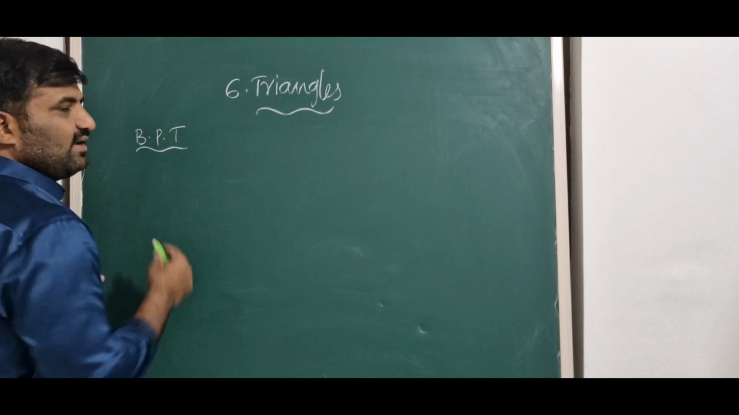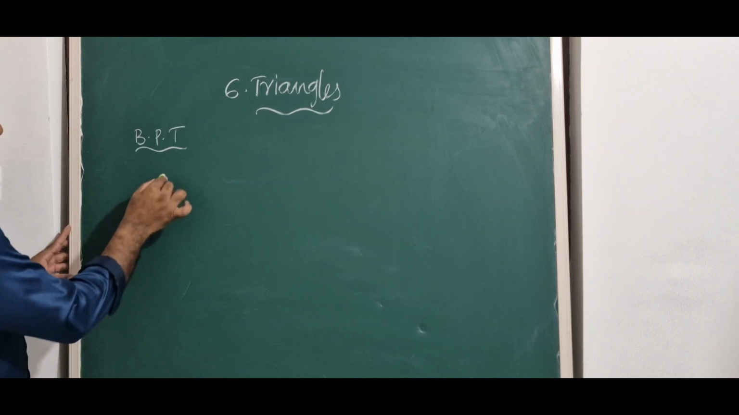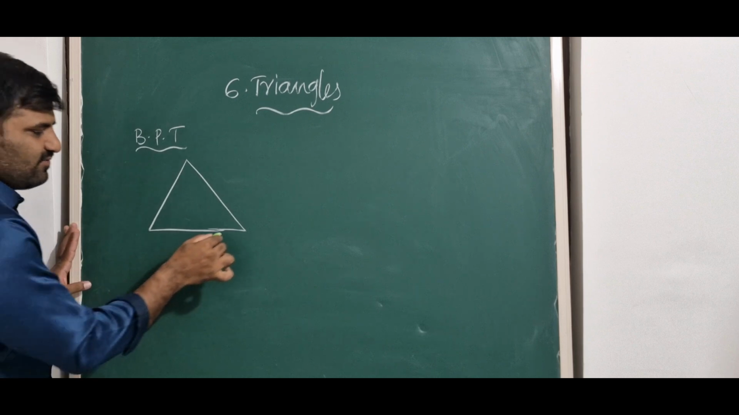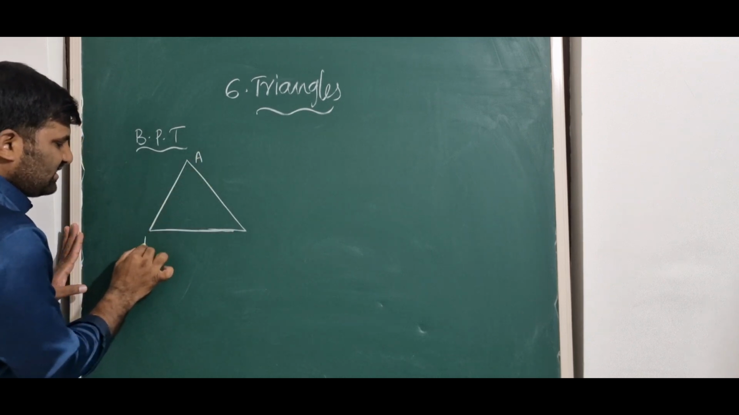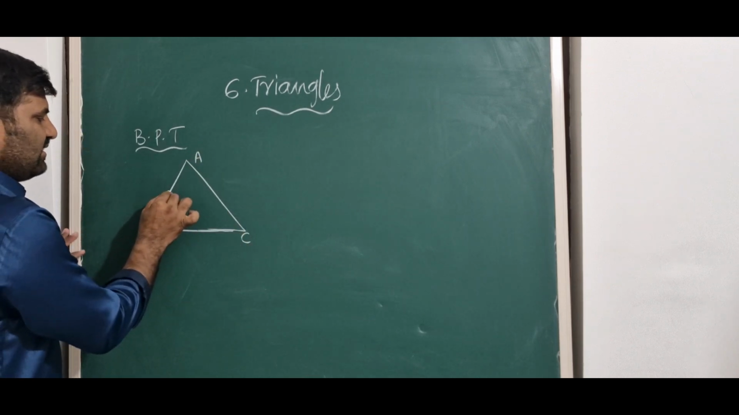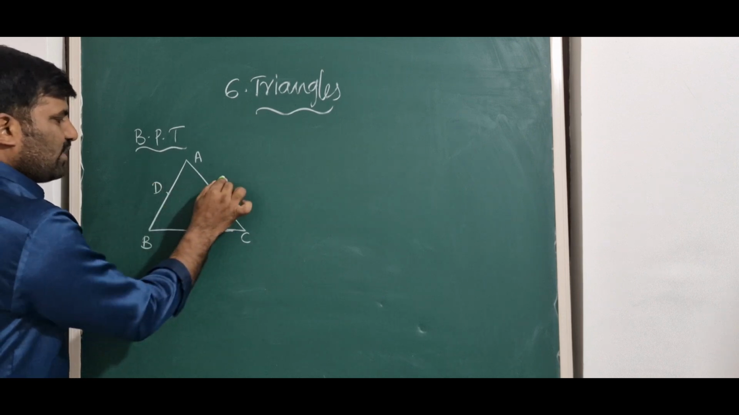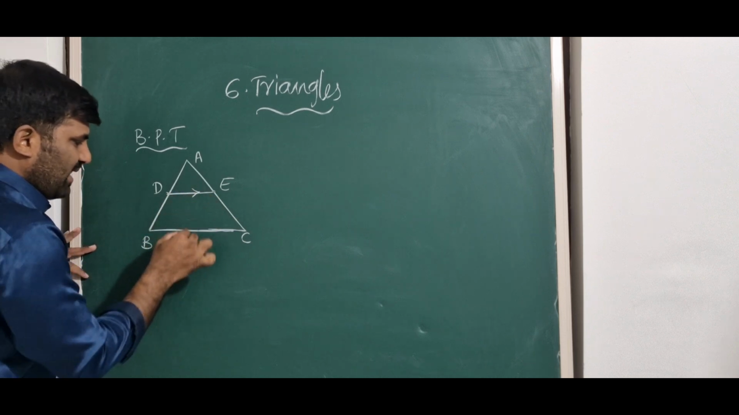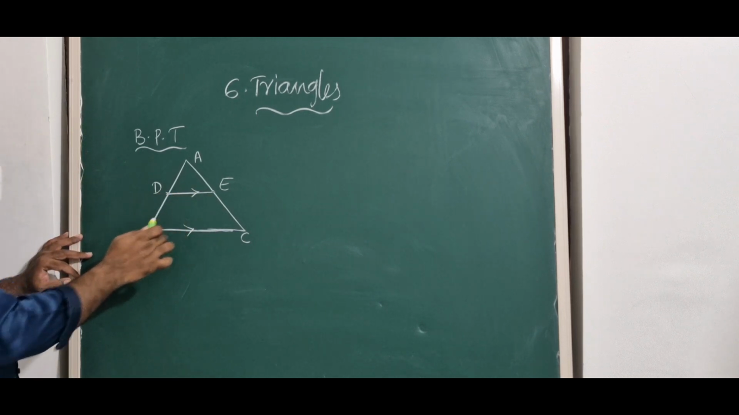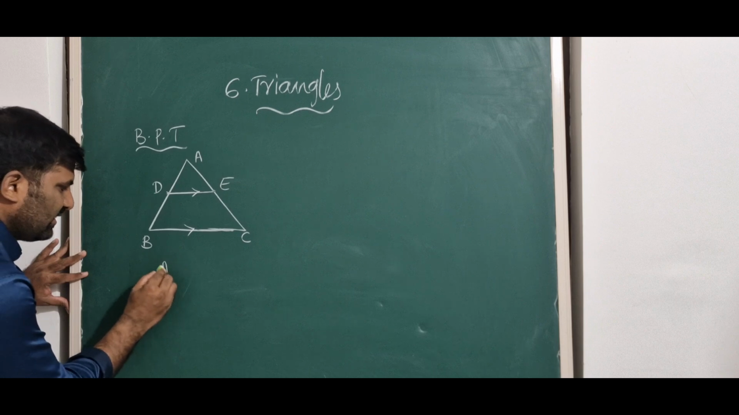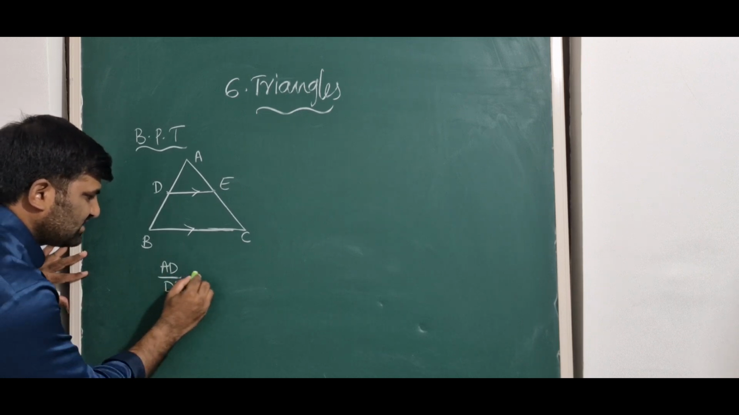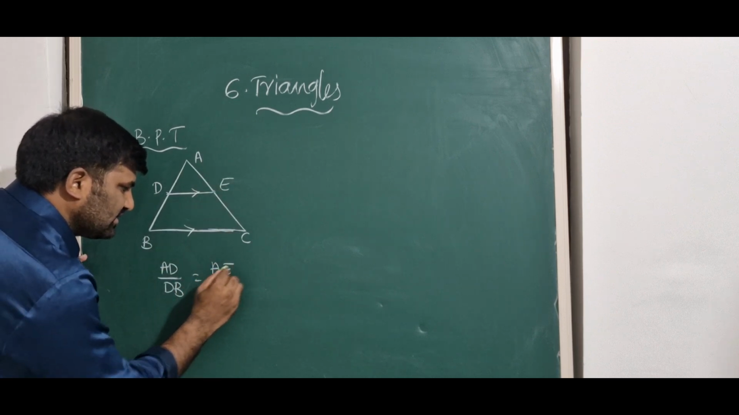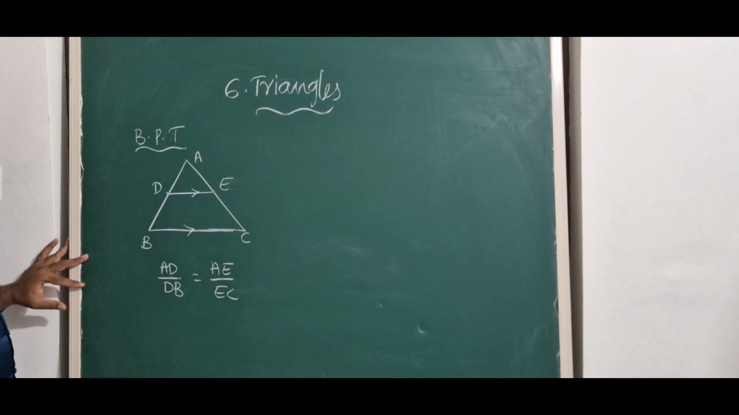We can call it BPT, or even Thales theorem. See here what type of questions you will get in the basic proportionality theorem. First I will explain the statement of the basic proportionality theorem. If ABC is a triangle, D and E are two points on the sides AB and AC. If DE is parallel to BC, then we can say that the corresponding sides are in the same ratio. That means AD by DB is equal to AE by EC.